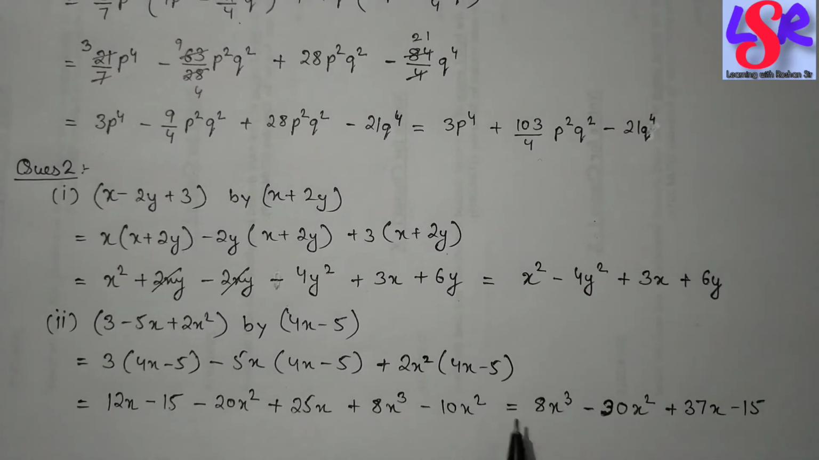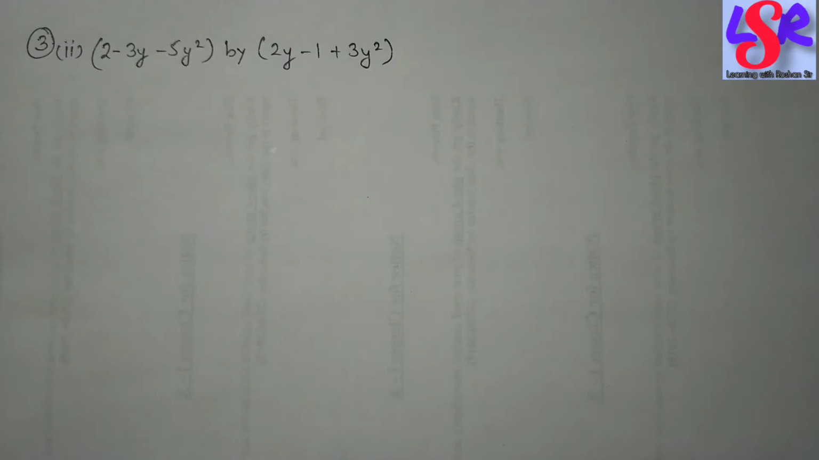Here we copied 8x cube from here, then minus 20 and minus 10 become minus 30x square, and here 12x and 25x gives 35x, and then minus 15 is copied. Now we'll be doing question number 3, second part.